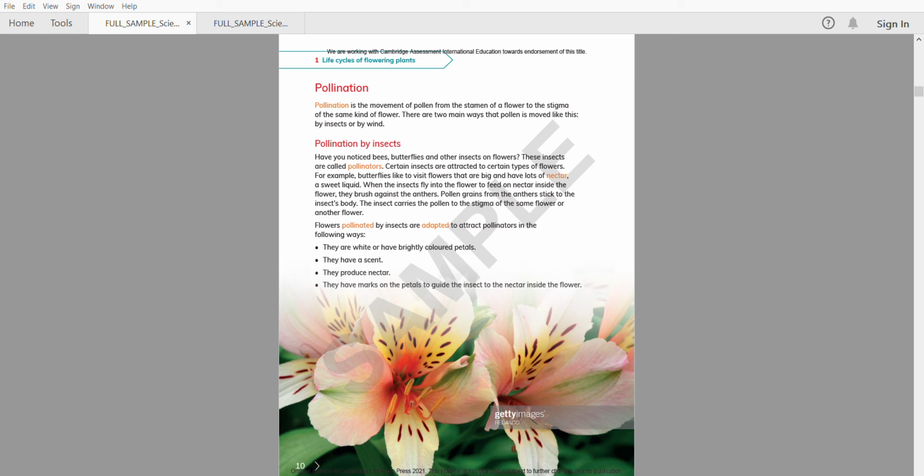Okay. Flowers pollinated by insects are adapted to attract pollinators in the following ways. So, why are insects adapted to pollinations? Because of the following characteristics of the flowers. They are white, they have colored petals, they have scent, they produce nectar, and they have marks on the petals to guide the insect to the nectar inside the flower.